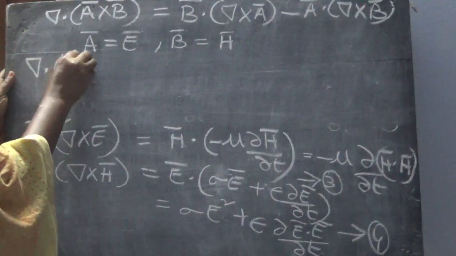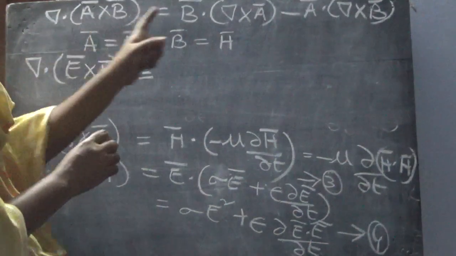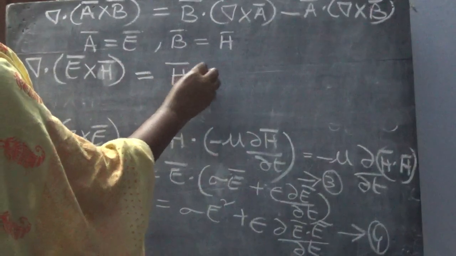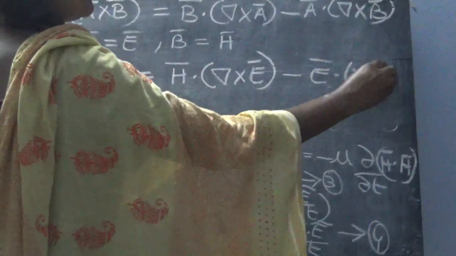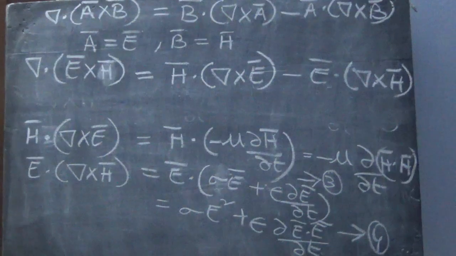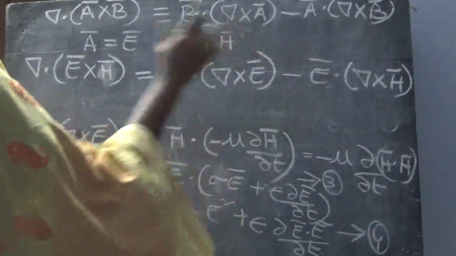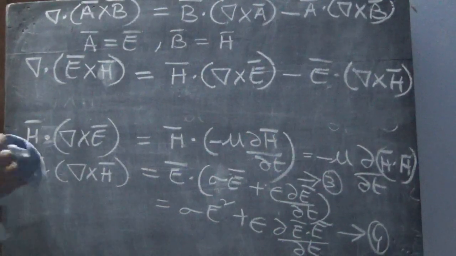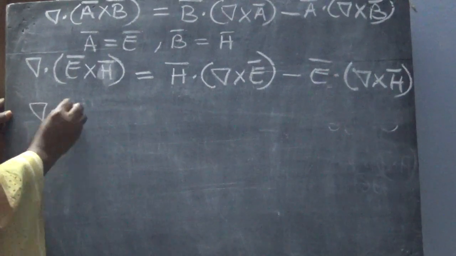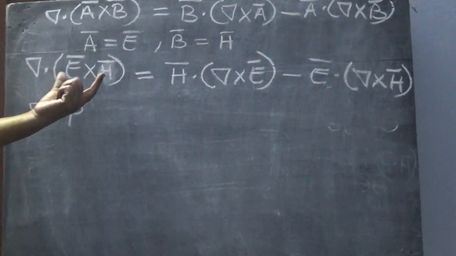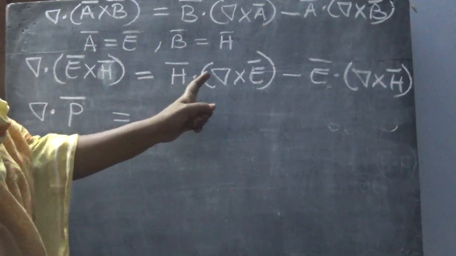So what will it become? Del dot E bar cross H bar is equal to H bar dot del cross E bar minus E bar dot del cross H bar. So I can write this quantity here and I can write this quantity here, and I know what these quantities are. Now, substituting the values, del dot E bar cross H bar is nothing but del dot P bar. This is nothing but the Poynting vector. So I write del dot P bar is equal to, what is H bar dot del cross E bar?